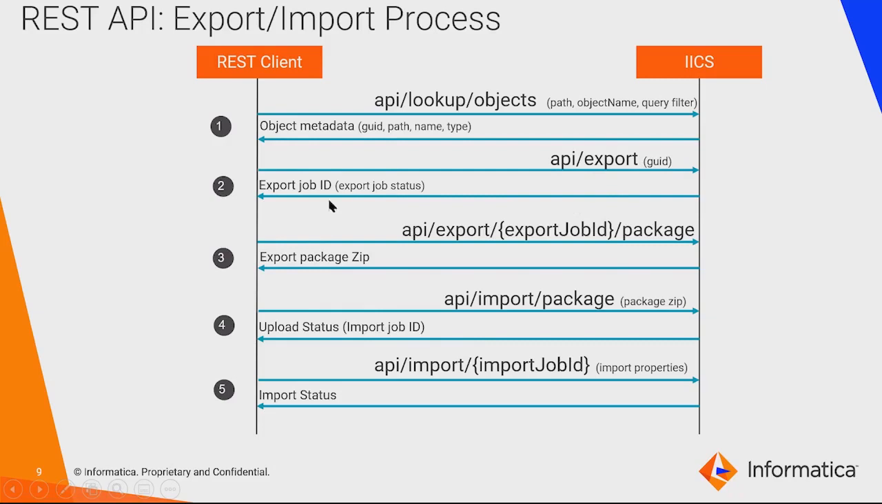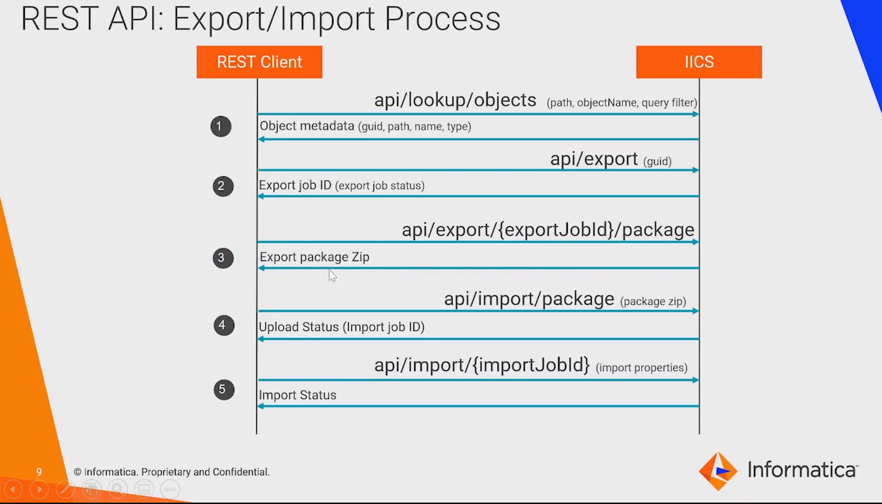So you get the job ID. In Informatica Cloud, you may notice that when you export the assets, it gets into the export and import area, and then you have to go and download the file. Similarly in APIs, in step 3, you have to go and download that zip file. The API is called package, using the job ID from step 2. You use that, package it, and then download it. So this is the exported file you got, the package zip file.